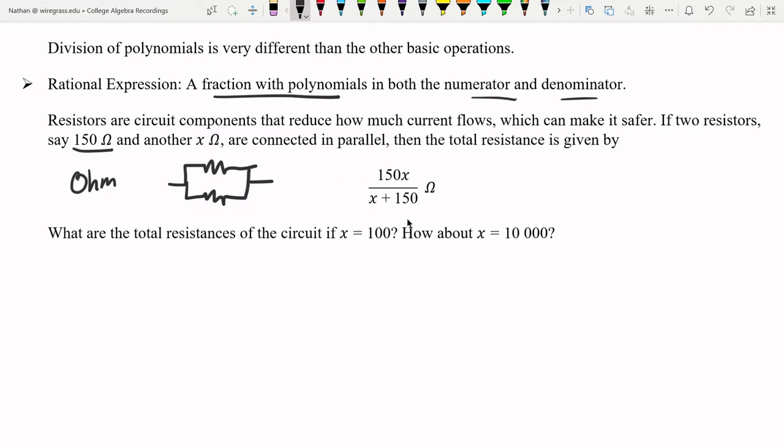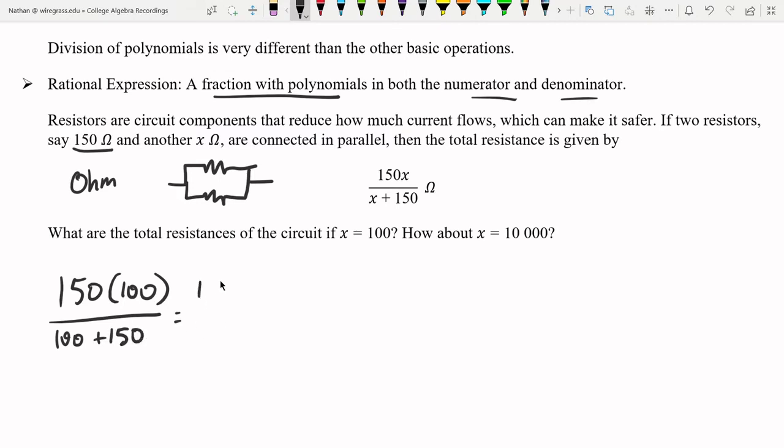This is a rational expression. We have a linear expression on top and a linear expression on bottom. Those are both polynomials. Now, if x equals 100, what is the total resistance for this situation? All we have to do is plug 100 into the expression and calculate.